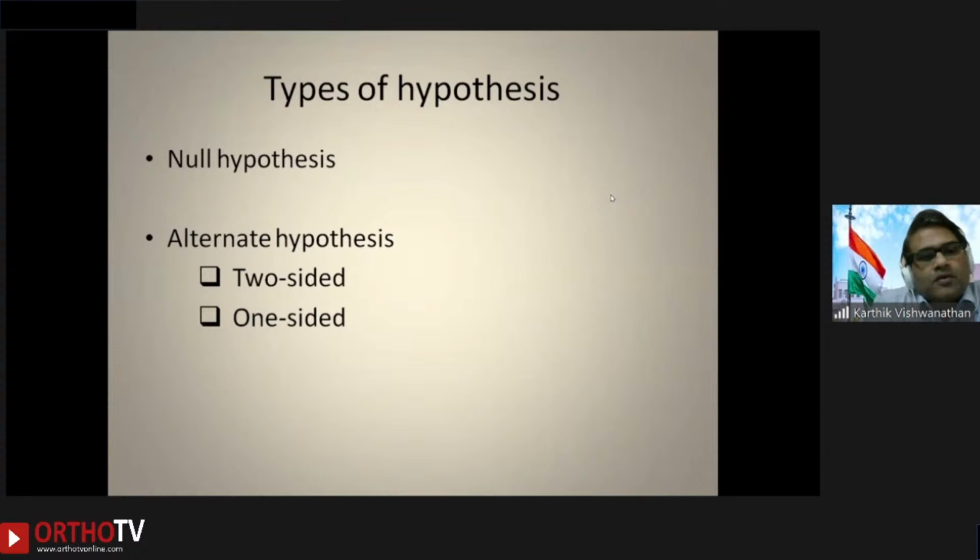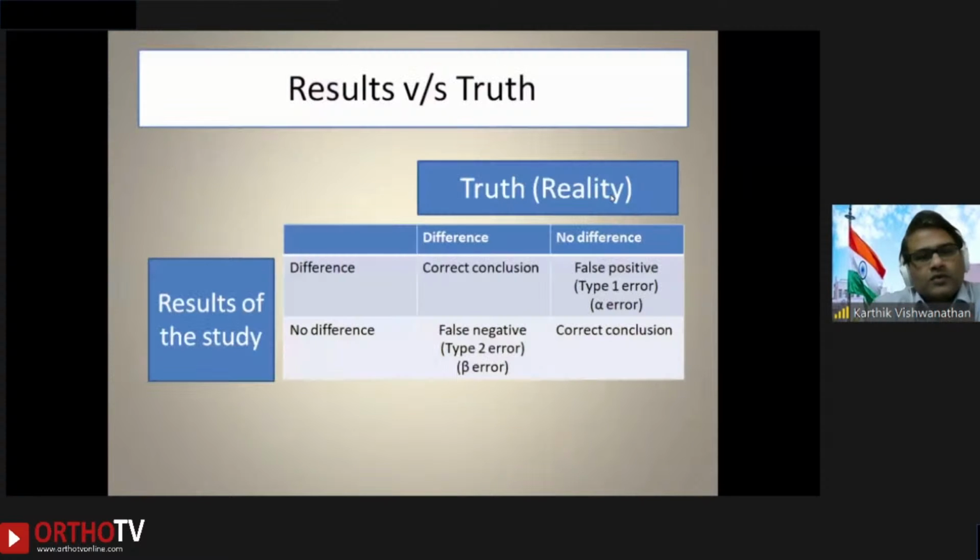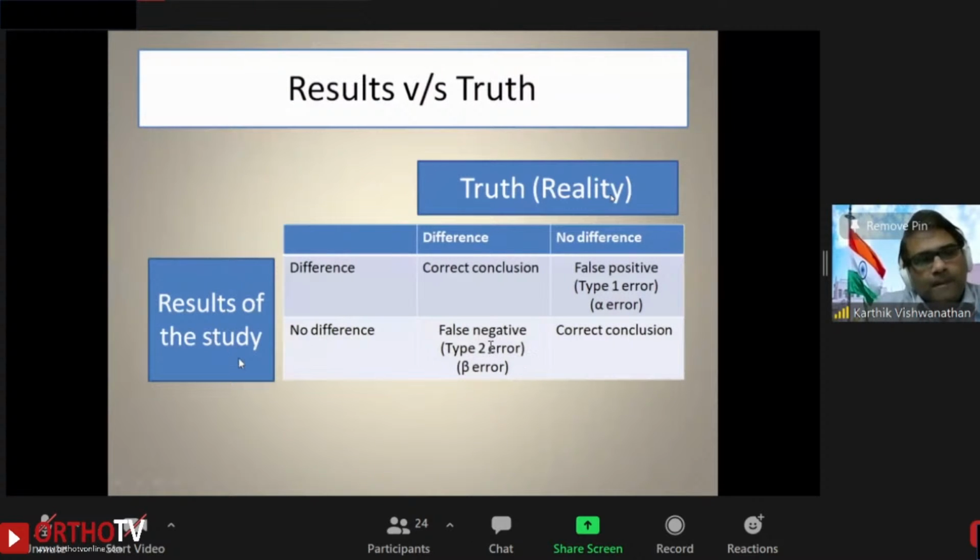If you have to state that, then there has to be a hypothesis, and you also need to justify it. If you do a statistical test, the results of the statistical tests are presented here, and then this is in reality.